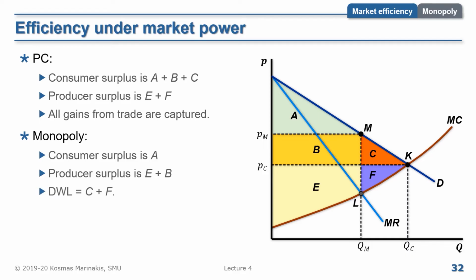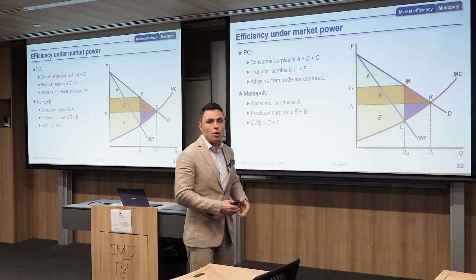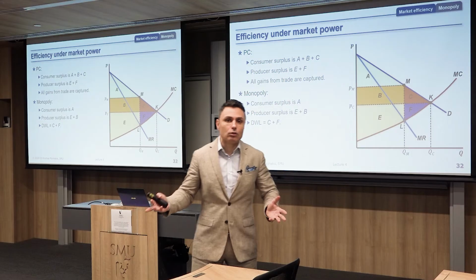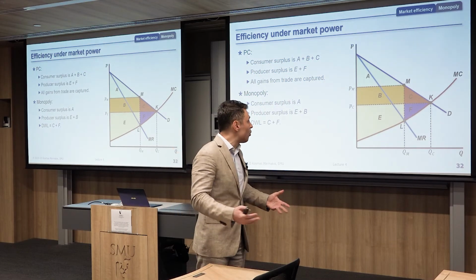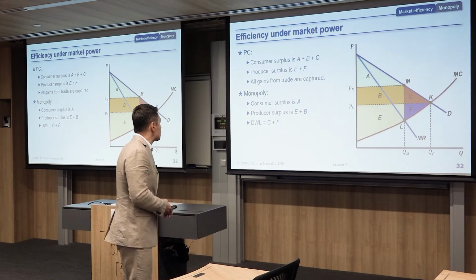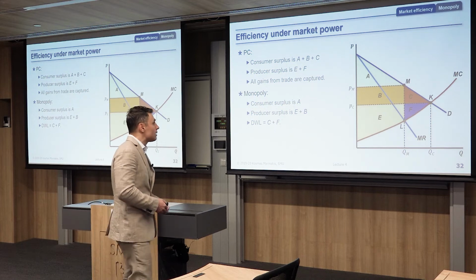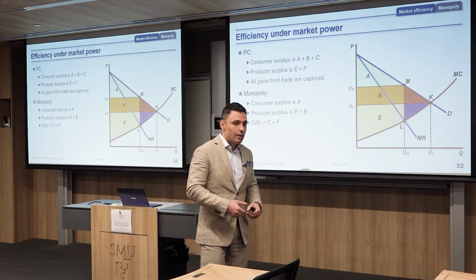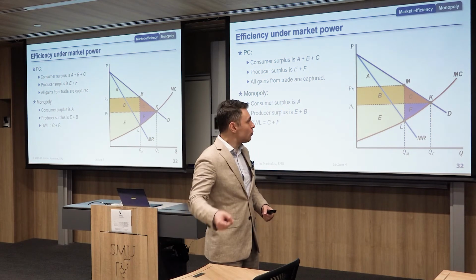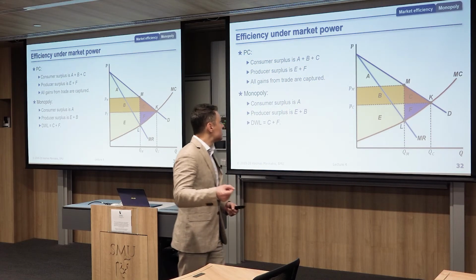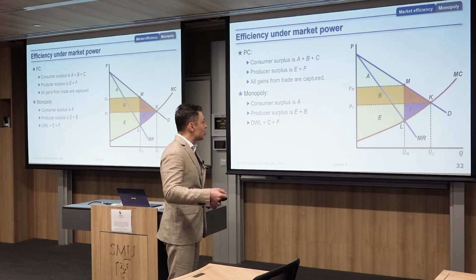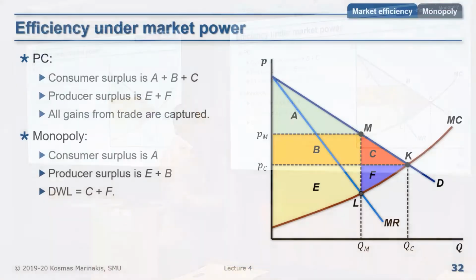So the deadweight loss is C and F. C and F nobody gets, because it doesn't get to be produced, and therefore it's lost. We refer to this as a deadweight loss. This is actually a loss of efficiency in this particular market. So this market is not 100% efficient anymore, it is less efficient.